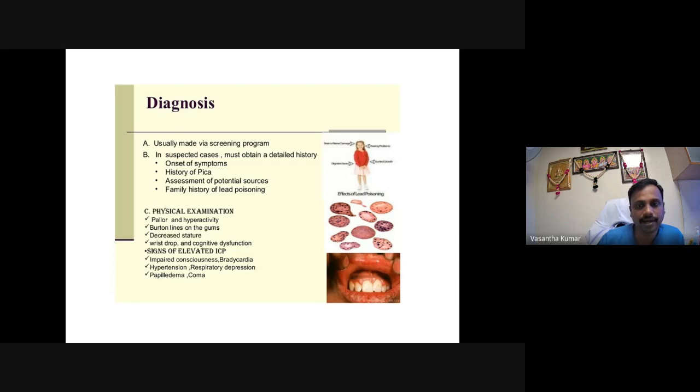So it is usually made via the screening program. On onset of symptoms, there will be a history of pica, and a family history of lead poisoning might be there. On physical examination, patients present with pallor and hyperactivity. You can see the blue lines, that is the Burtonian lines, in the gums, decreased stature, or patients might present with wrist drop or cognitive dysfunction. And there will be CNS disturbance as well.